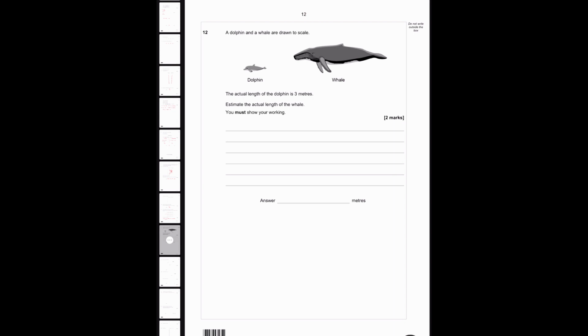In your exam, take your ruler and measure the length of the dolphin. You would then measure the length of your whale and see how much bigger it is. In this case, the whale is 4 times bigger than the dolphin. So we simply do 4 times the length of the dolphin, which is 3, which gives us 12, so our answer is 12 meters.